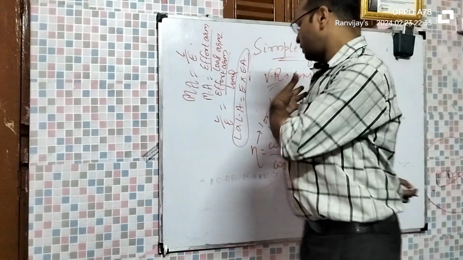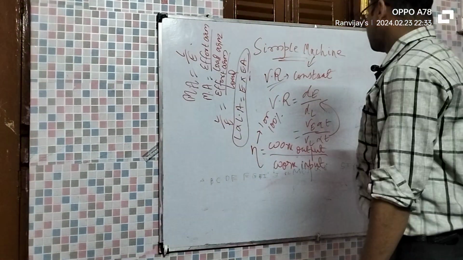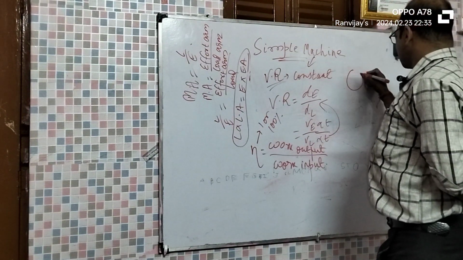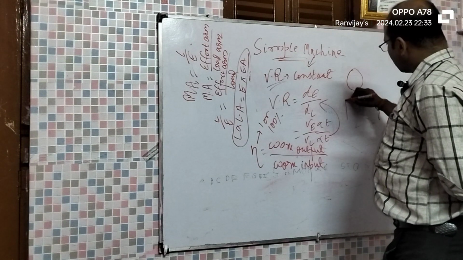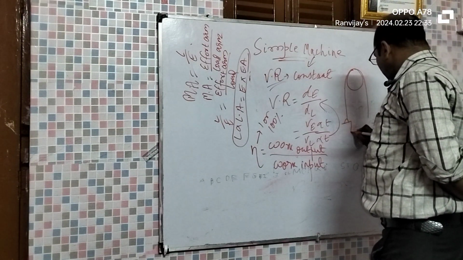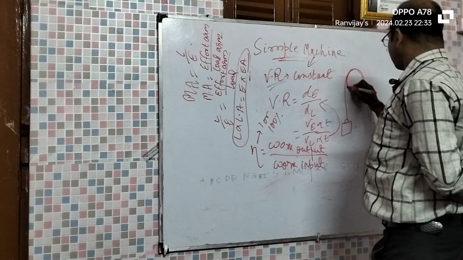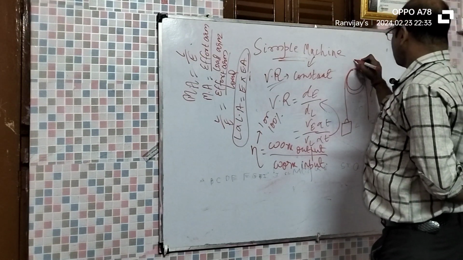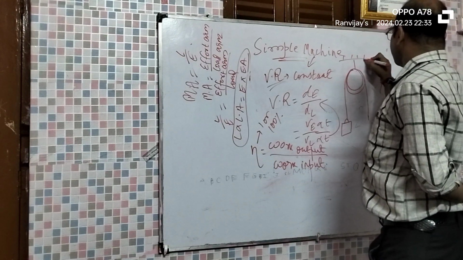So why is it not possible practically? Because certain reasons are there. Suppose we are taking a pulley, which is also an example of a simple machine, and with the help of the pulley we are drawing a bucket of water. So in order to make this pulley 100% efficient, what do we need to have?